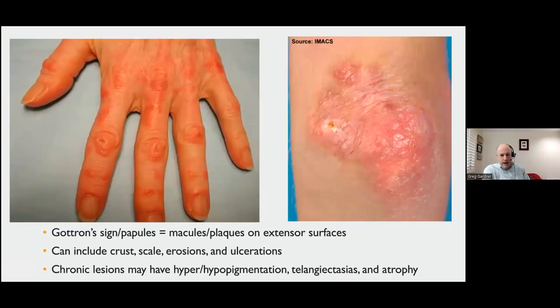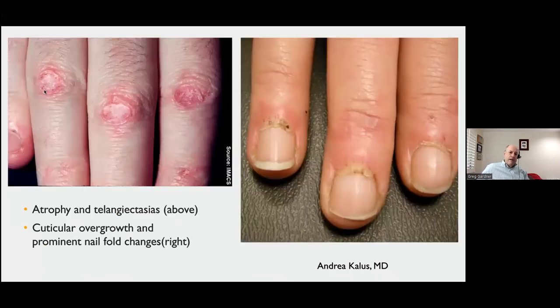Here's a classic Gottron sign, and I can see them asking you this on your board examinations. See the redness over the knuckles. You also see this redness around the cuticle as well. This is a classic DM lesion over the elbow. Chronically, you can develop this atrophy. I've seen several patients with this over the years.